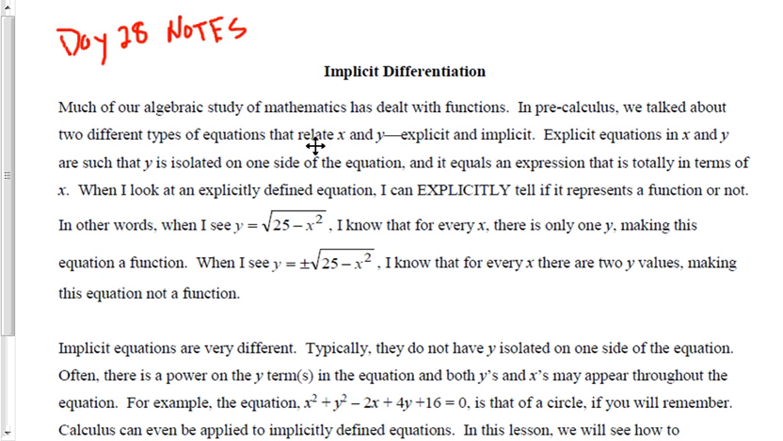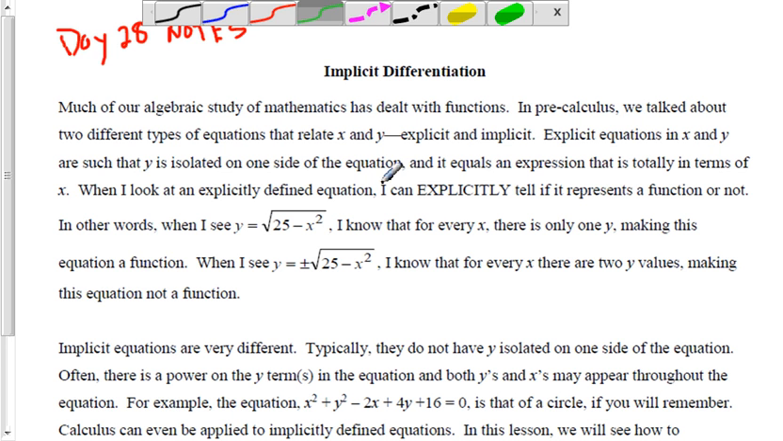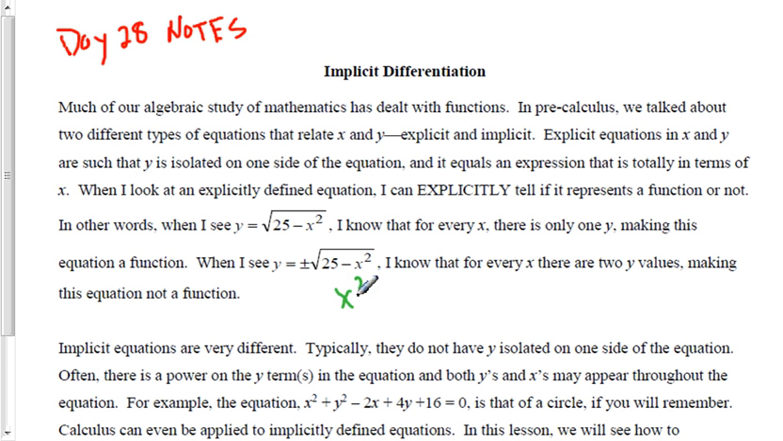Okay, and real quick, we remember these hopefully as the equation of a circle, x squared plus y squared equals 25, because x squared plus y squared equals r squared. So now this is just the top part of the circle. And now when I see y equals plus or minus the square root of 25 minus x squared, I know that for every x there are two y values, making this equation not a function.